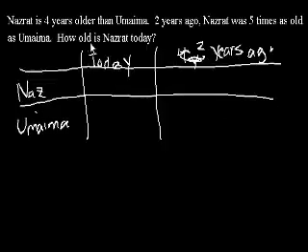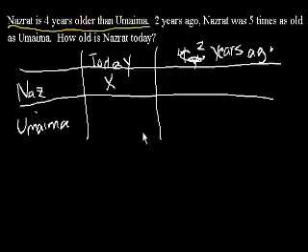Okay, so we're trying to solve for X. How old is Nusrat today? So let's just say Naz today is equal to X. It says Nusrat is 4 years older than Umama. Well, that piece of information tells us that if Nusrat is X today, then Umama is going to be X minus 4, which makes sense because Naz is 4 years older than Umama.